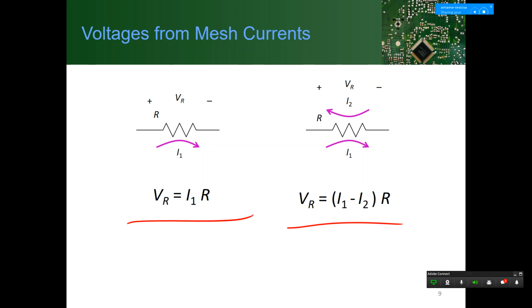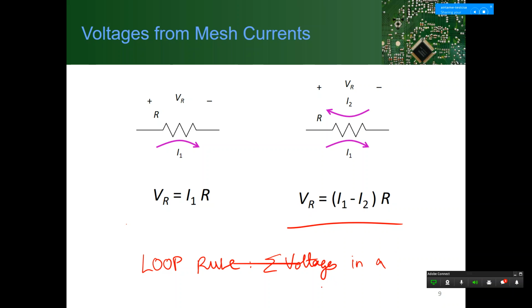And that's exactly what this is saying here. Kirchhoff's loop rule is telling you that within a loop, if you add up all the voltages, it should be equal to 0. So I'm going to write it here. Loop rule: the sum of the voltages in a loop has to be equal to 0 volts.